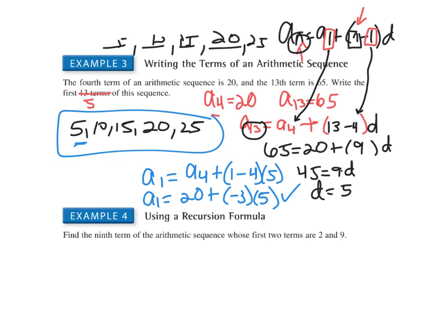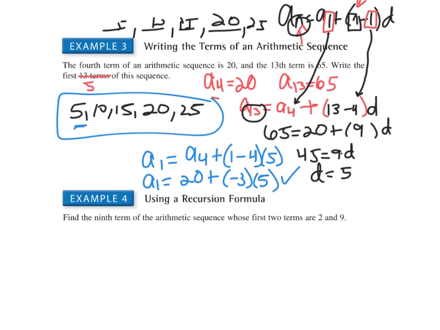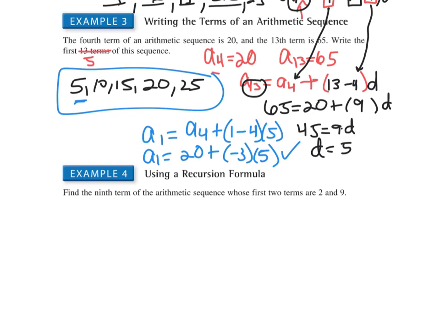So the next one, they want you to find the first 9 terms of an arithmetic sequence whose first term is 2 and 9. The first 2 terms are 2 and 9. This time they want you to use a recursive formula. So this is actually a little easier. A recursive formula is different from your nth term because you're saying what are you doing to the previous term to get to the next term.